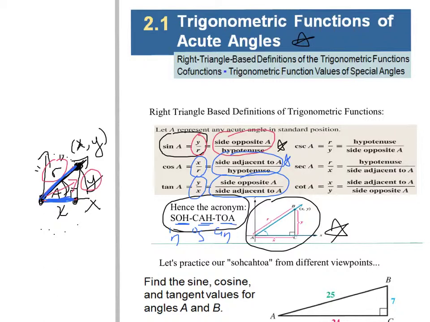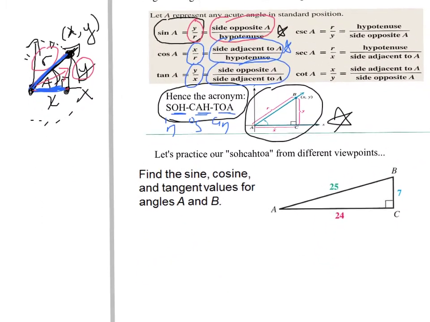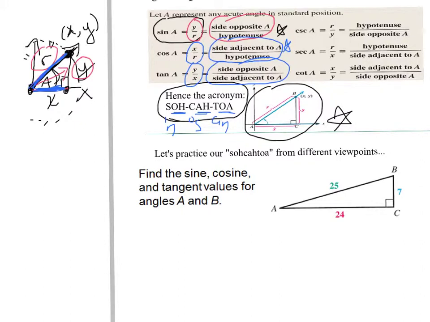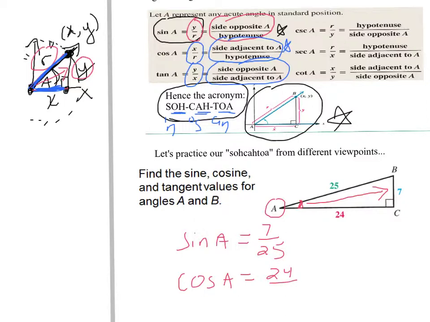So let's really practice using our Sohcahtoa. Let's see if it'll let me move this up here. Okay, so here we have a triangle, and it says find the sine, cosine, and tangent for angles A and B. Well, let's start, put your eyeball situated here at A. We know that sine of A is opposite over hypotenuse. Who's opposite of A? Aha, 7. And who's the hypotenuse? 25. Let's keep practicing. Now we know that cosine of A is adjacent over hypotenuse. So hopefully you're thinking 24 over 25.